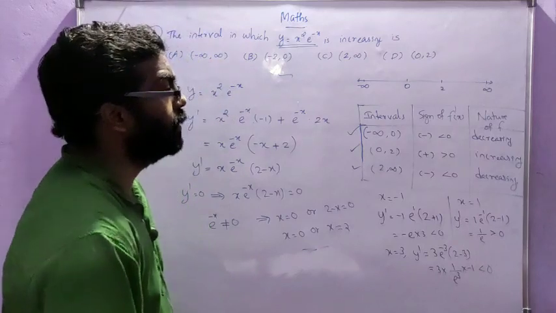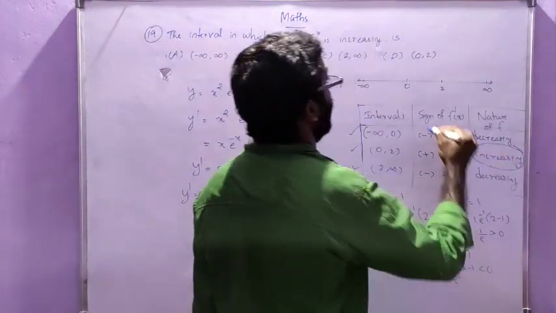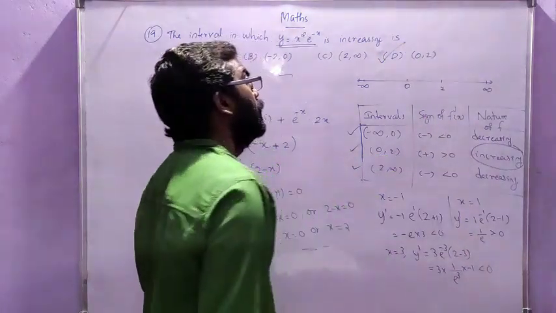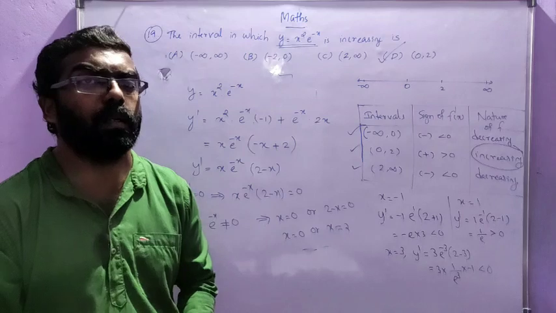So we can conclude in 0, 2 the function is increasing. So option D is the right answer, open interval 0, 2. Understood?